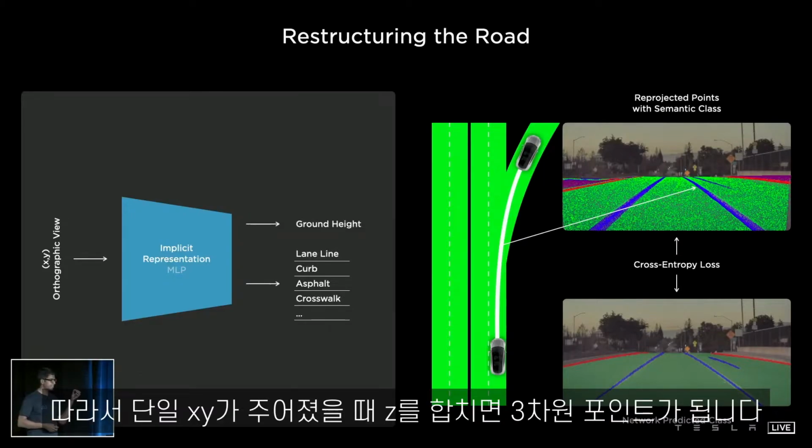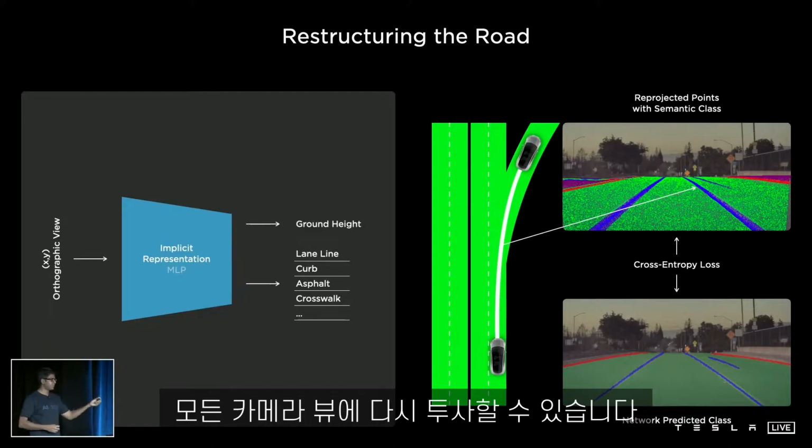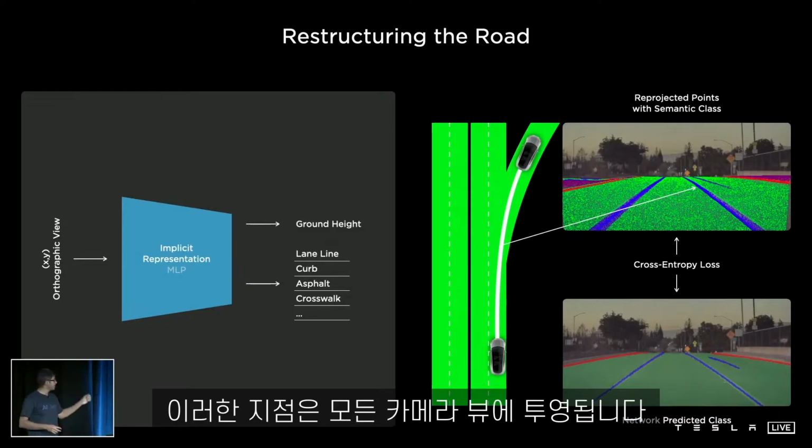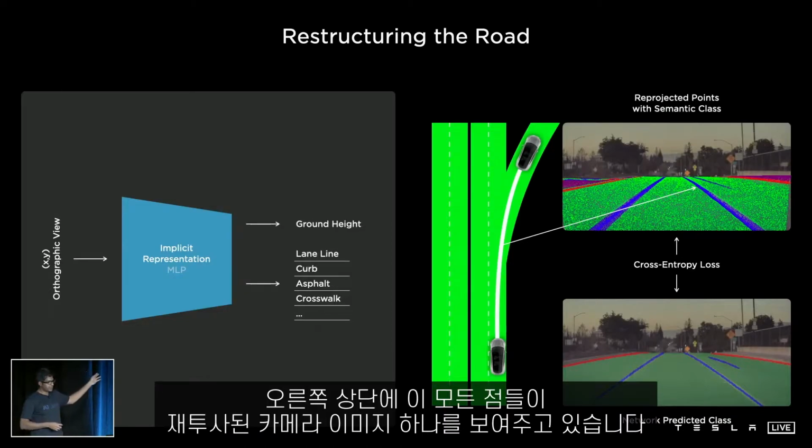So given a single XY, we get a Z. Together, these make a 3D point, and they can be reprojected into all the camera views. So we make millions of such queries and get lots of points. These points are reprojected into all the camera views. We are showing on the top right here one such camera image with all these points reprojected.